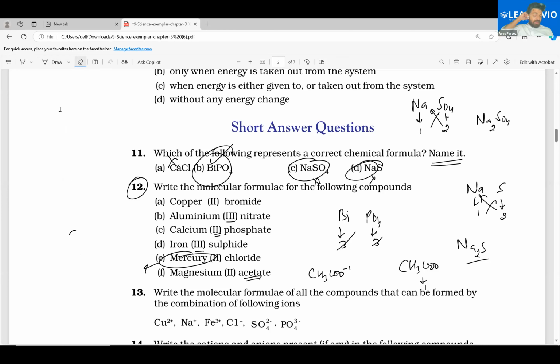Arhan, if I ask you the formula of copper bromide, you tell me CuBr2. And if I ask you the valency of bromide ion, then you are not able to tell me. Sir, I didn't hear you. Okay, what's the formula of nitrate ion? What's the formula of nitrate ion? Speak instantly and turn on your camera.